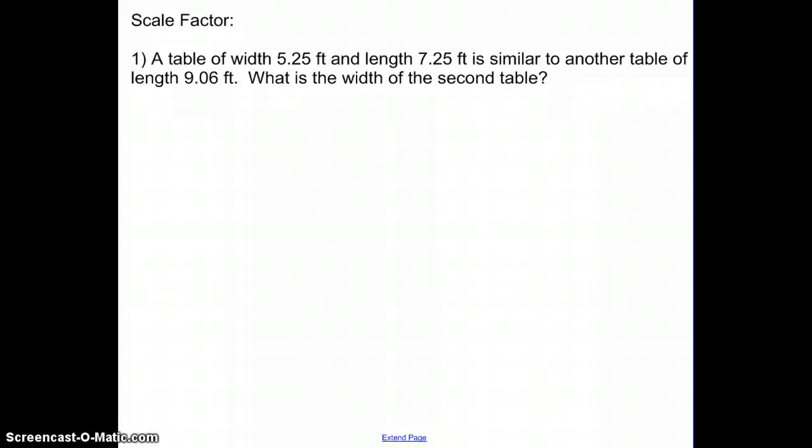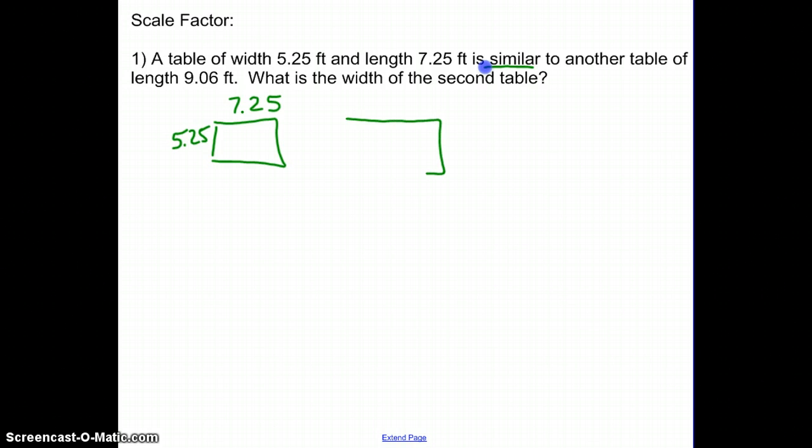Scale factor is next. So scale factor, we know that these two things are similar to each other. So whenever it says that something is similar, you can set it up in a cross multiplication ratio. So first I'll draw a picture. I have a width of 5.25 on the one table with a length of 7.25, and then a little bigger table with the width unknown, but the length is 9.06 feet.